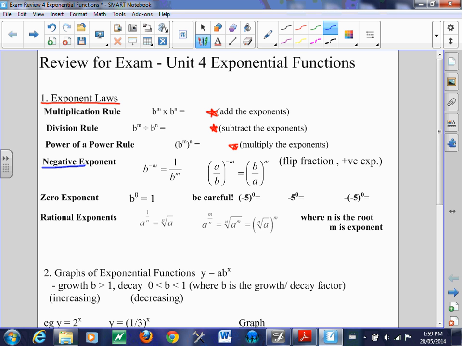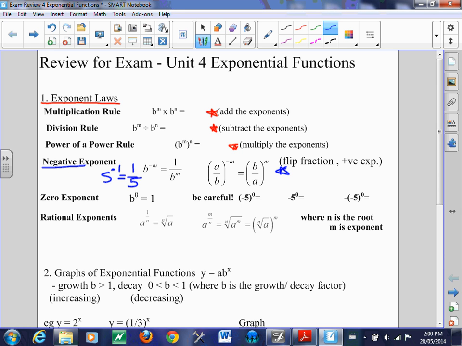Okay, negative exponent is where you got b to the negative m. It's improper to leave a final answer in exponential form where the exponent is negative. So always make that positive. If you have a whole number, for example, 5 to the negative 1, that becomes 1/5. But if you have a fraction, ladies and gentlemen, and it's raised to a negative exponent, you flip the fraction and make it a positive exponent, like it says here.